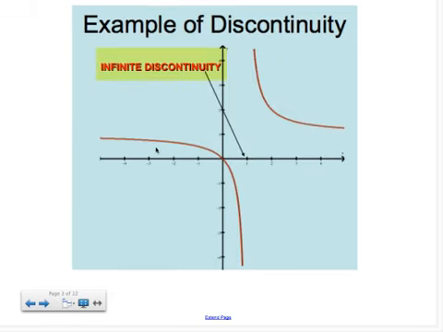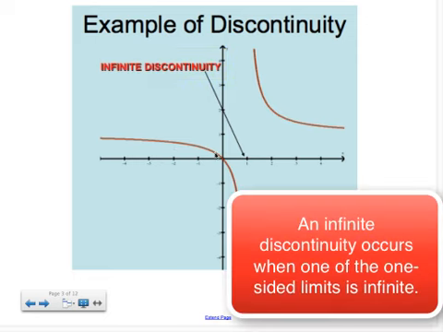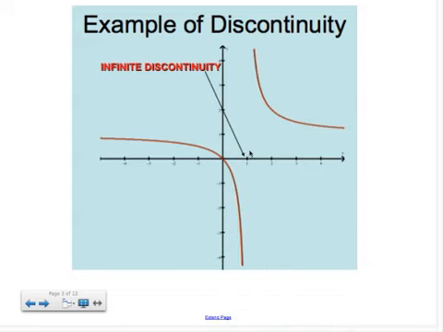An infinite discontinuity, also known as a vertical asymptote, occurs when the graph of a function starts to shoot towards either negative or positive infinity as you get closer to a specific x value. In this case, x equals 1.